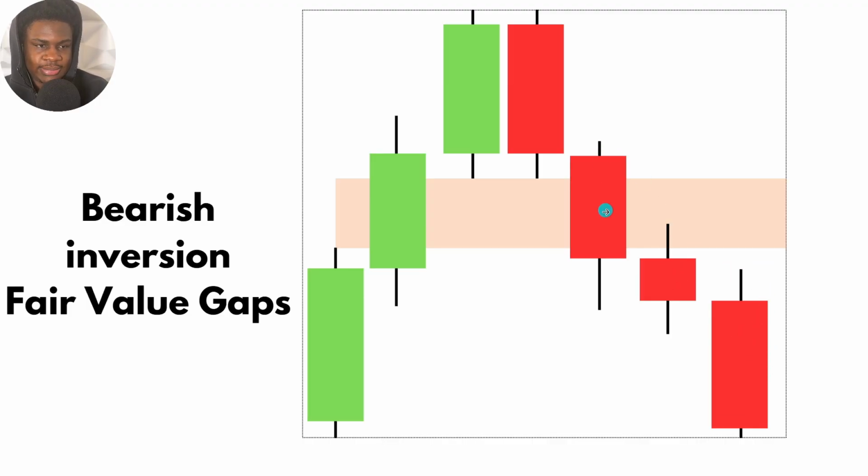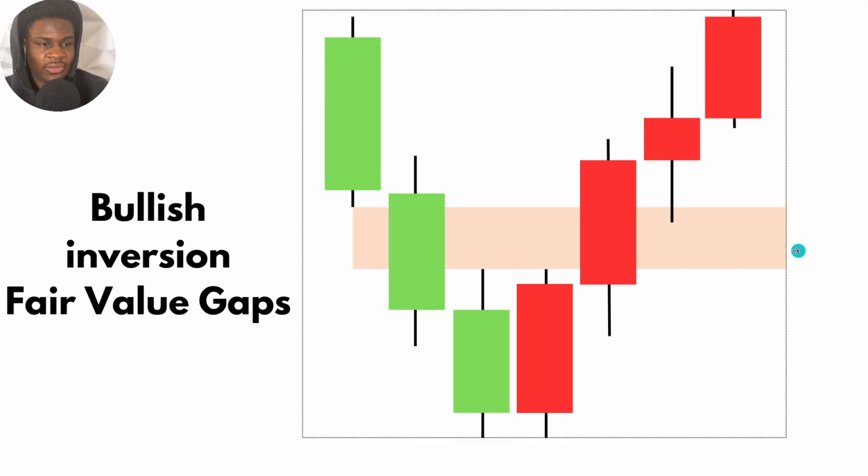So we can see price breaks back below that fair value gap. We get this retracement right here before the market ultimately continues to go lower. Same thing with a bearish fair value gap. We can see price was going lower and lower, creating this bearish fair value gap.